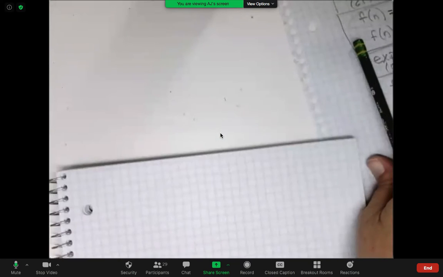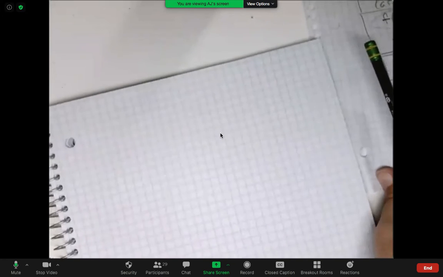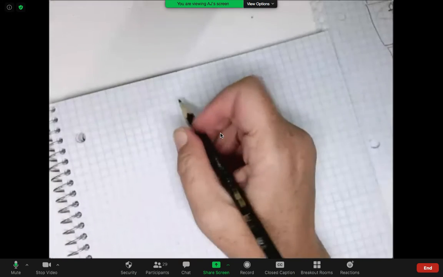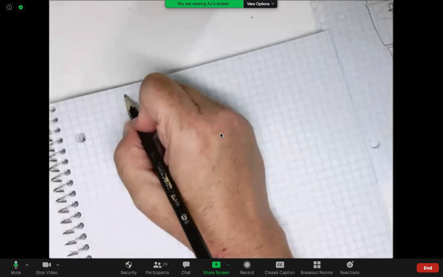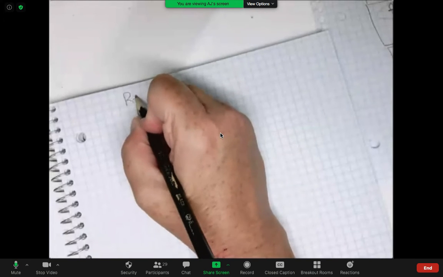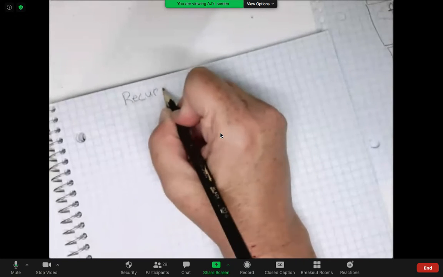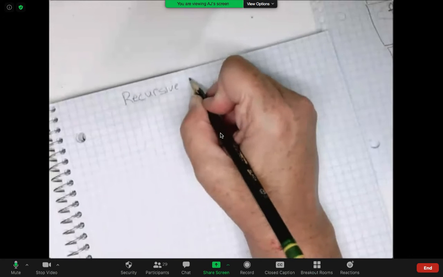So we are going to write recursive equations now. So I would probably do a new page for this. Maybe you don't need to, though. It depends how big you write. Recursive equation.